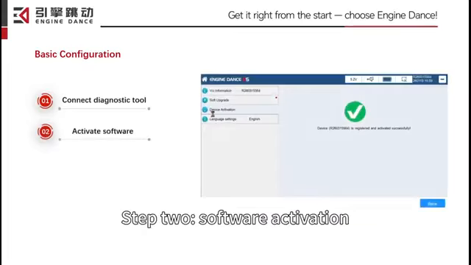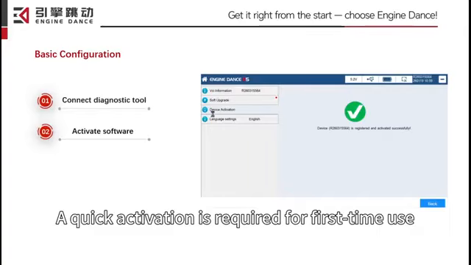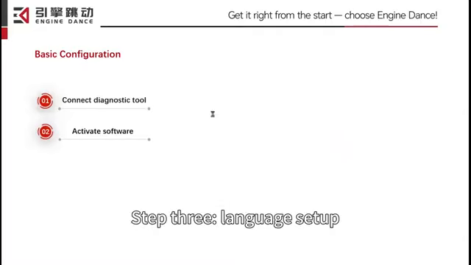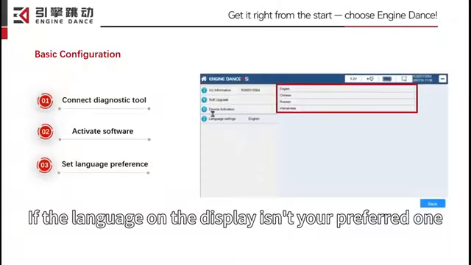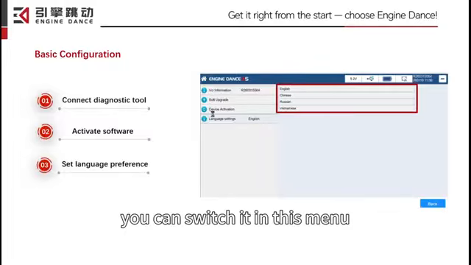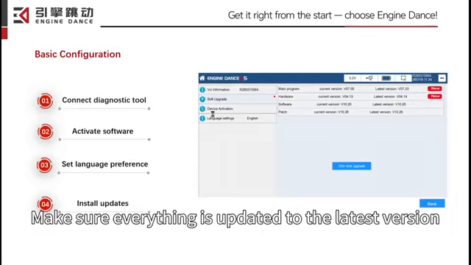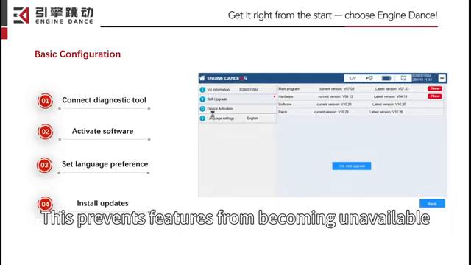Step 2, software activation. A quick activation is required for first-time use. Just sign up with a username and password right here. Step 3, language setup. If the language on the display isn't your preferred one, you can switch it in this menu. Finally, let's check the software version. Make sure everything is updated to the latest version. This prevents features from becoming unavailable.